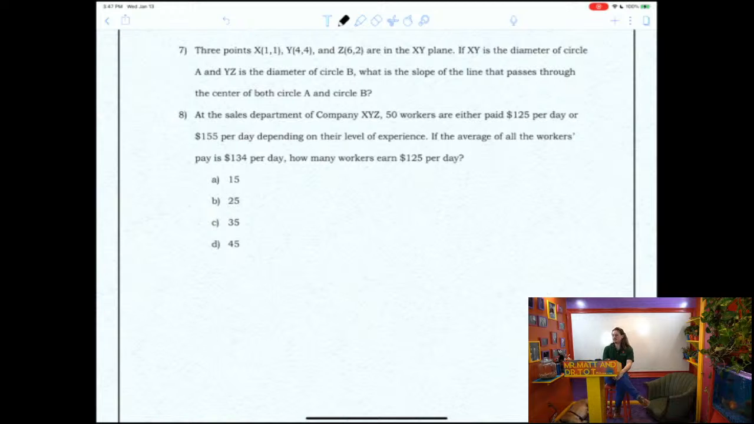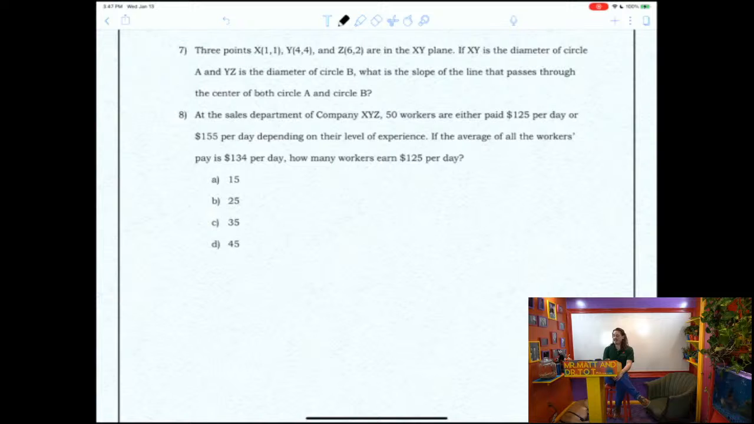3 points, x, which is 1, 1, y, which is 4, 4, and z, which is 6, 2, are in the xy plane. If line segment xy is the diameter of circle A, and line segment yz is the diameter of circle B, what is the slope of the line that passes through the center of both circle A and circle B?